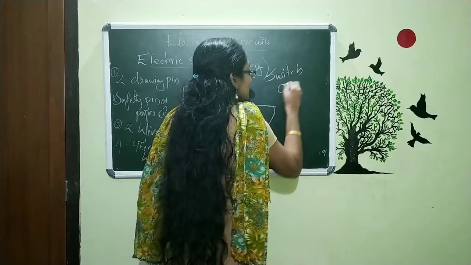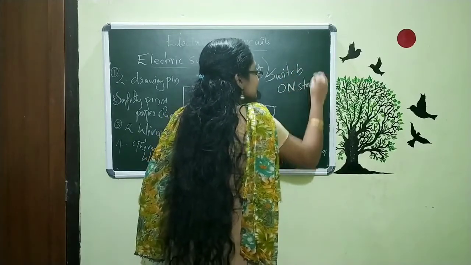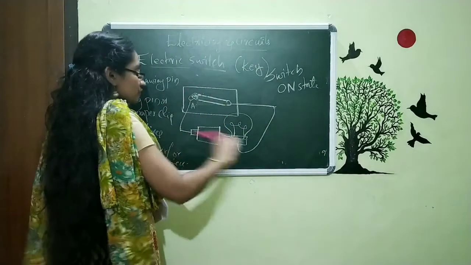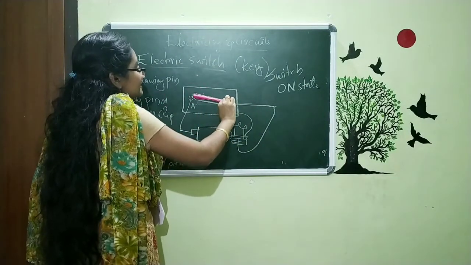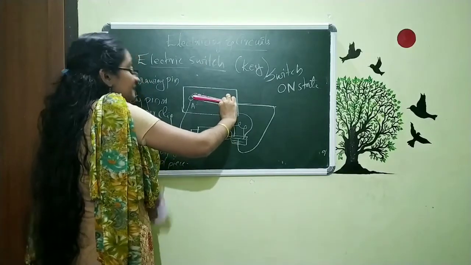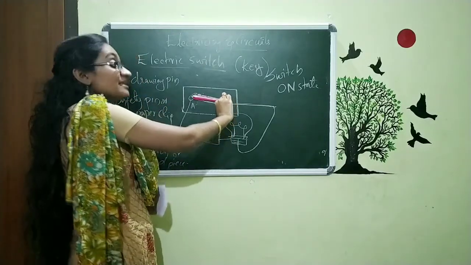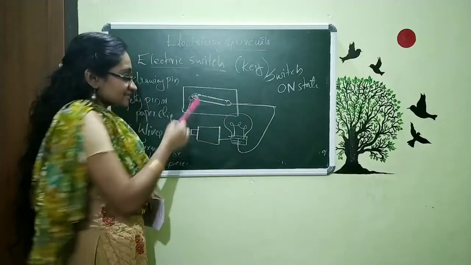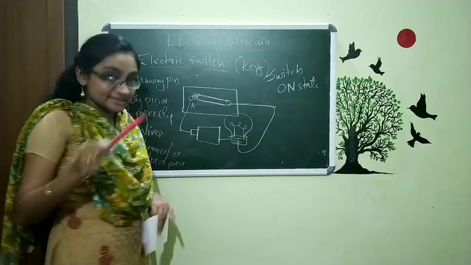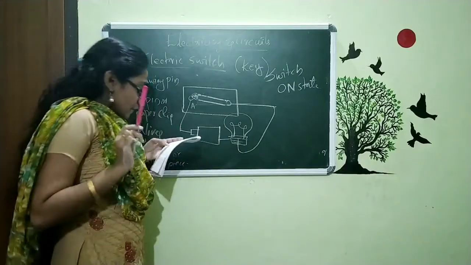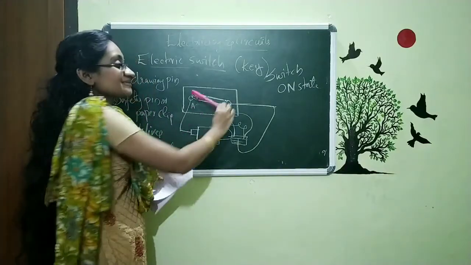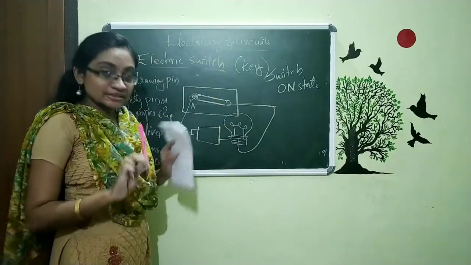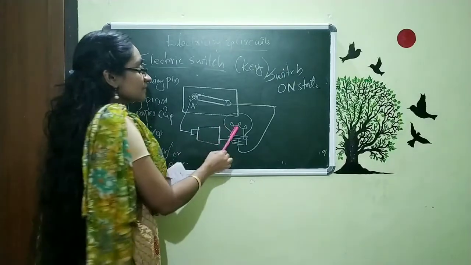Switch is in on state when the electricity is flowing through the circuit. That means when I place this safety pin near to this drawing pin, then what happens? The circuit is in on state. On state means through the circuit electricity is flowing. So I can call the circuit is complete now. I already said that whenever the circuit is complete, electricity flows, and so our bulb glows.